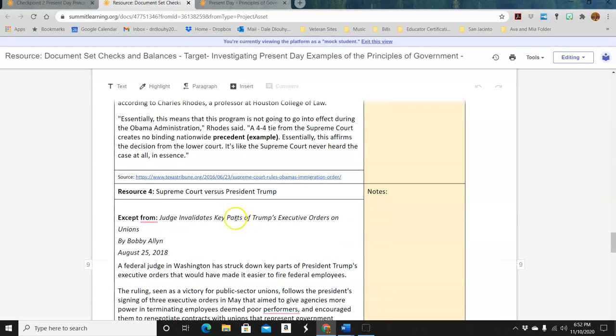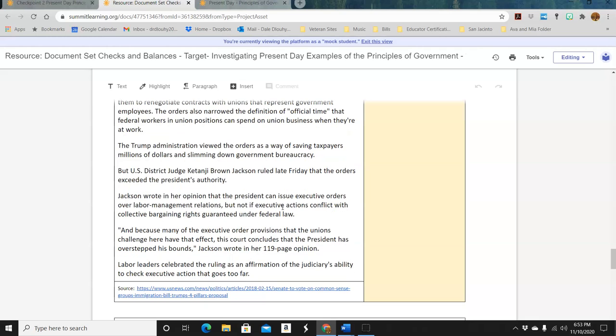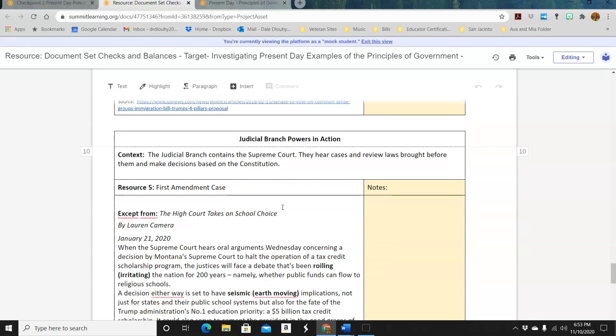Let's scroll down. Supreme Court versus President Trump. Here we have another example of the judicial branch checking the executive. A federal judge in Washington has struck down key parts of President Trump's executive orders that would have made it easier to fire federal employees. Okay. That's not an immigration case.